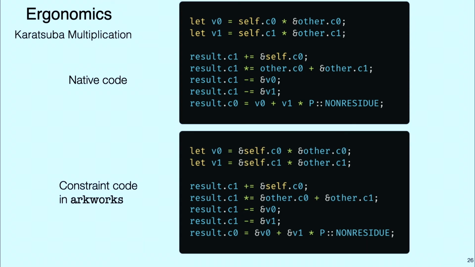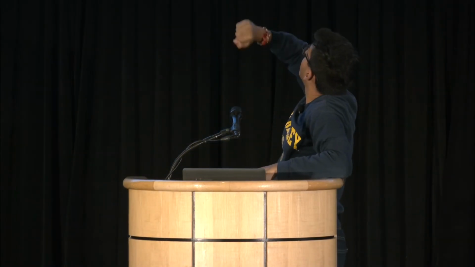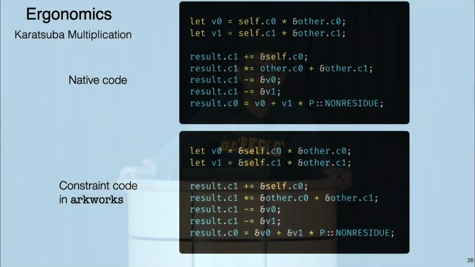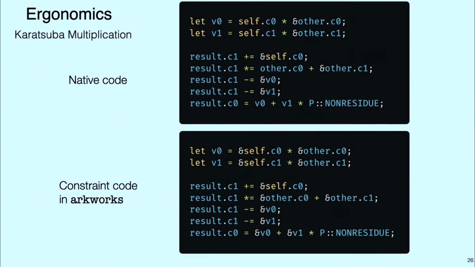In contrast, this is the code in ArcWorks. If you want to implement Karatsuba multiplication in a circuit in ArcWorks, which is necessary for things like implementing pairings in circuits, you'll find it's very simple. The code structure looks almost exactly the same, maybe with a couple more references thrown in. But otherwise, the code is identical, which makes auditing and optimizing the code very easy. On top of this, we have lots of nice optimizations, such as automatic constant propagation and elimination of redundant constraints, and so on.